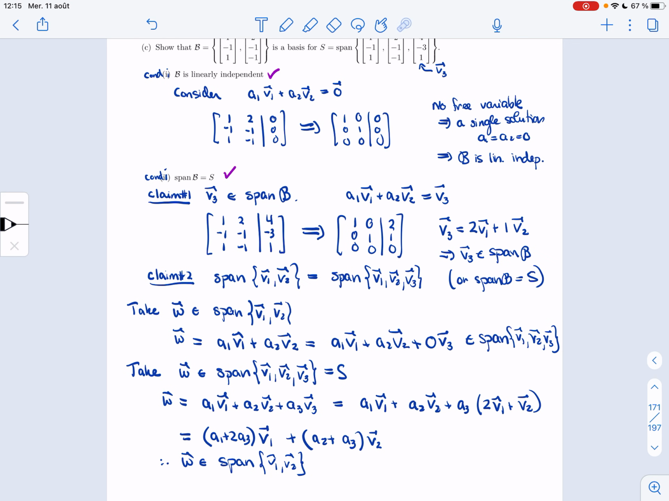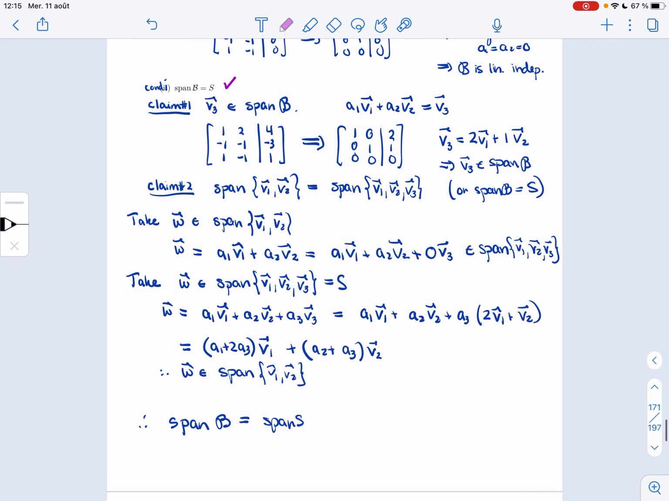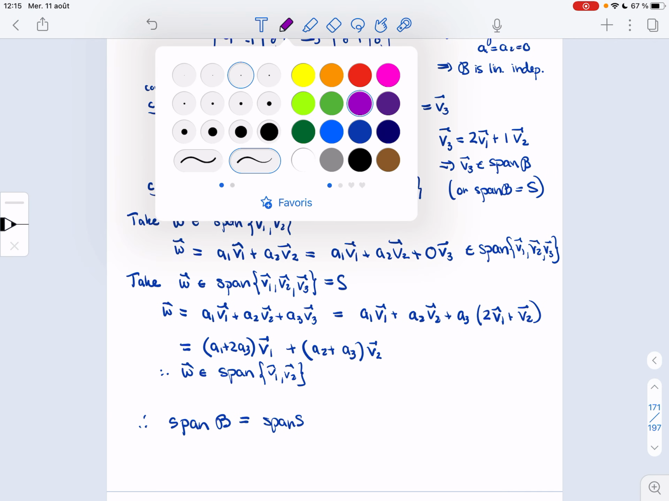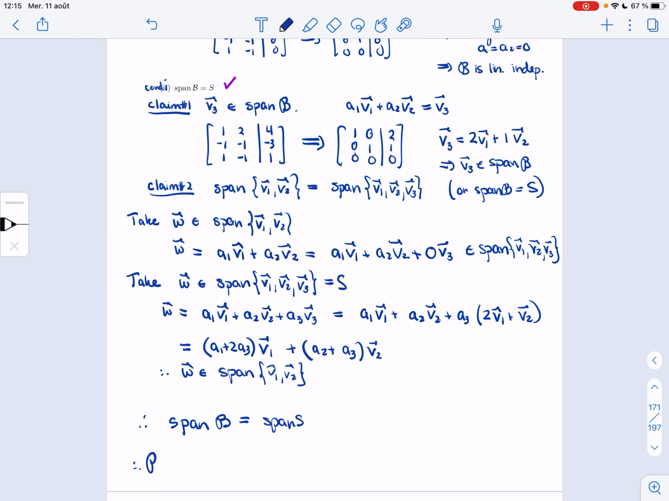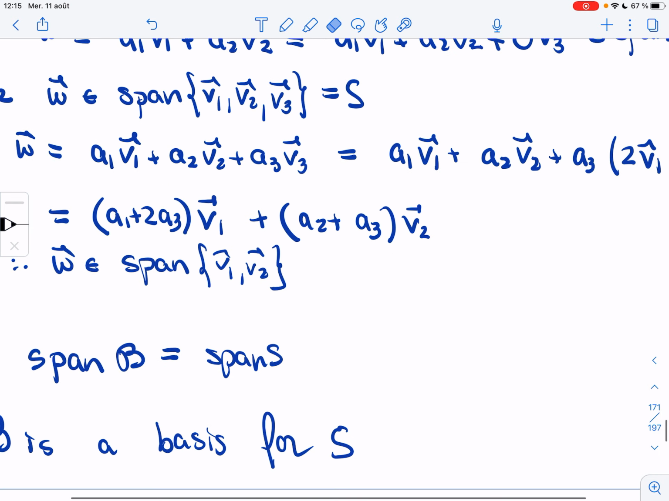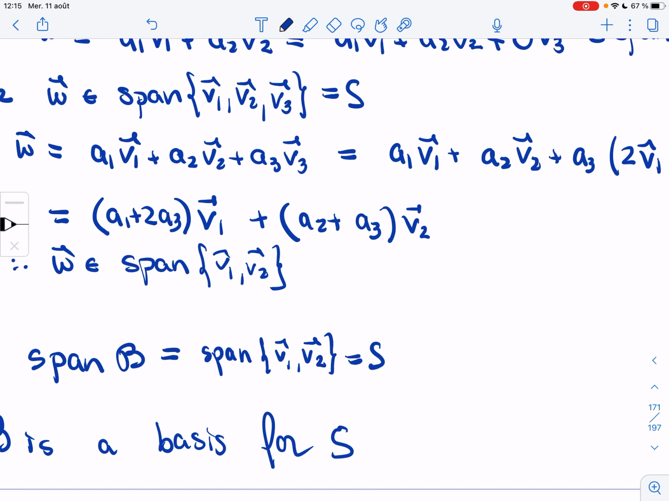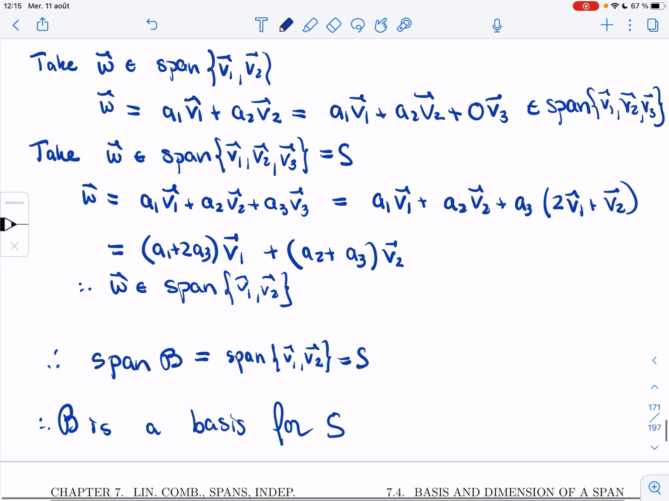Right, so we've proven that B is linearly independent. We've proven that span of B is span of S. And so we have the two conditions. B is a basis for, oh, sorry, not span of S. Well, I guess, sorry, I meant span of V1, V2, which is S. Sorry. So B is then a basis for S, and that's what we wanted to prove.